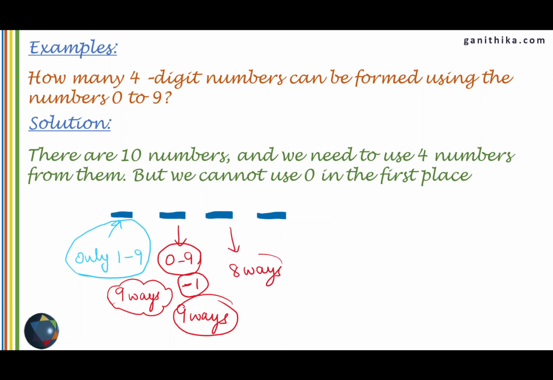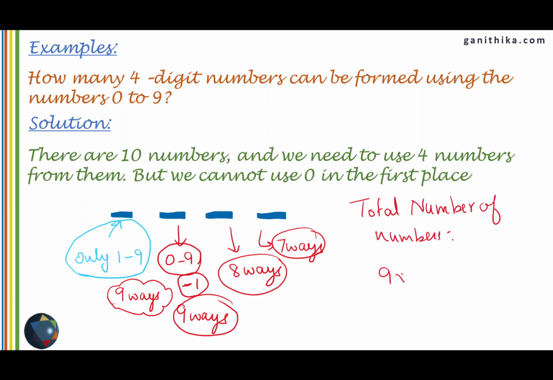Whereas for the next 2 places we have 8 ways and 7 ways respectively, because we have already taken one number each for the first 2 places and one number each for the first 3 places. So out of 10 numbers, 2 are already being used, therefore 8 ways for the 3rd place, and 3 were already used, therefore 7 numbers for the 4th place. So it is 9 times 9 times 8 times 7. This is the total number of 4-digit numbers that can be formed using 0 to 9. If you use your calculator, you can find that this is 4536.